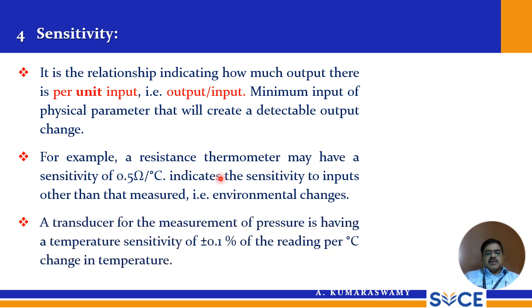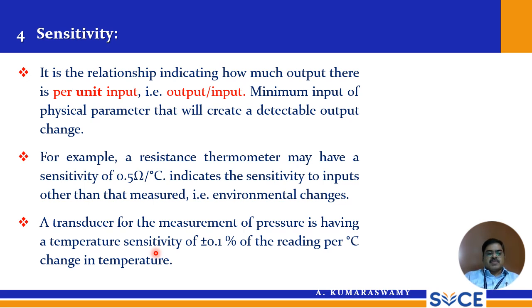Here a resistance thermometer may have a sensitivity of 0.5 ohms per degree centigrade. It also indicates the sensitivity to inputs other than that measured, which may be due to environmental changes. A transducer for the measurement of pressure may have a temperature sensitivity of plus or minus 0.1 percent of the reading per degree centigrade change in temperature. So this is the example for sensitivity.